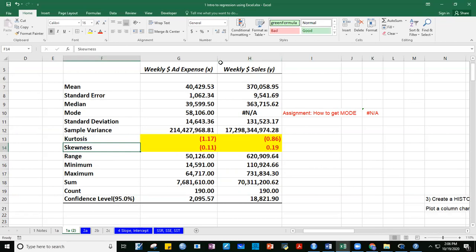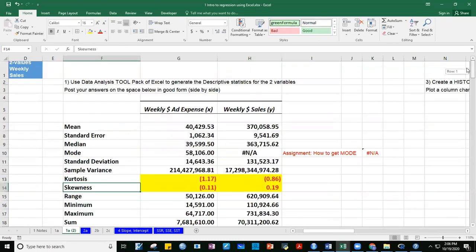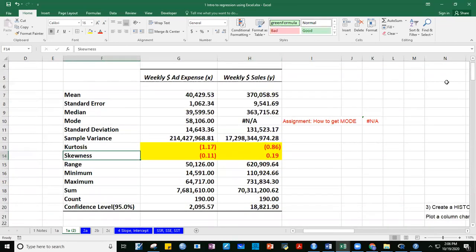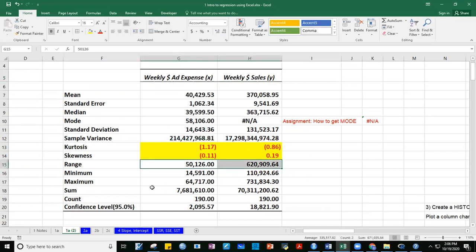Because, remember guys, these are descriptive statistics. This gives us information about the distribution of your weekly ad expense and your weekly sales. Then the range is just the difference between your maximum and your minimum. So this is the highest value for your weekly ads, this is the highest value for your weekly sales, and the minimum for ads and minimum for sales. The difference between the maximum and the minimum is your range.